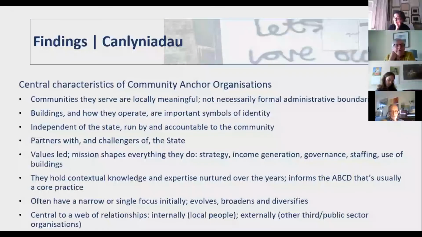This thing around expertise and knowledge, again, it comes back to the point that Stephen Thake was making. They hold contextual knowledge, and contextual knowledge was something that came up in my little group with you and a couple of the others. And this expertise that is derived from that knowledge is nurtured over a long, long time. And it informs and underpins the ABCD that they do. What is interesting is that not all of them necessarily articulate ABCD as a core practice with any overt statements or expression. It comes through in less overt terms, in the language that they use less than the things that they say, if that makes sense.